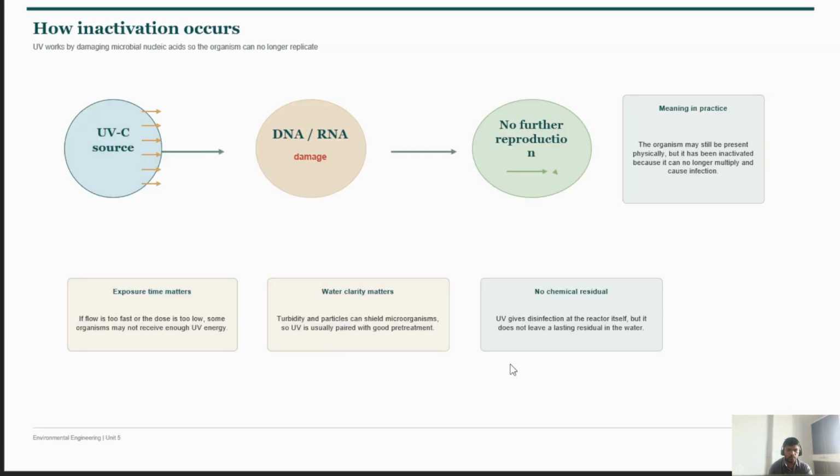So the UV source will damage the DNA and RNA of that particular bacteria, virus or microorganism, and there is no further reproduction, no further growth of that particular microorganism. The bacteria are physically present in that particular water, but they cannot cause damage to anyone who is consuming that water. So that kind of treatment is initiated in this.